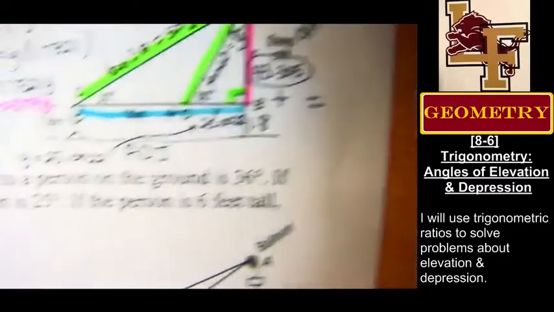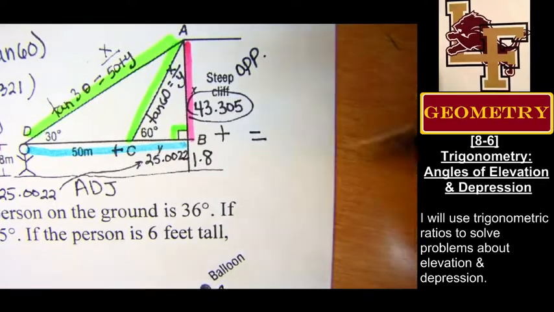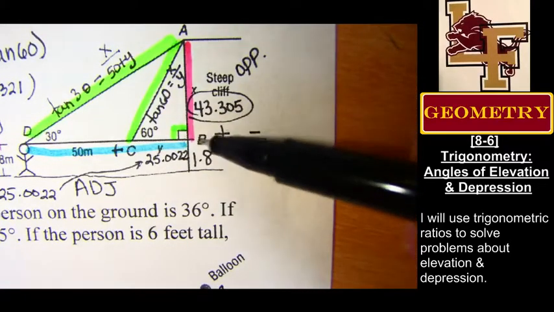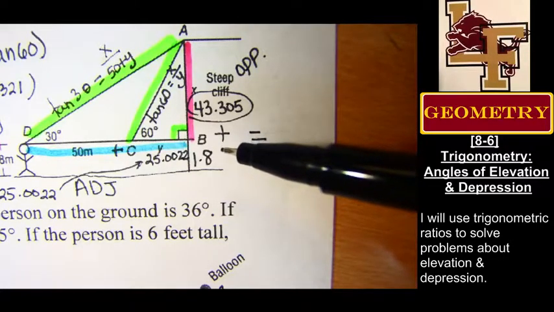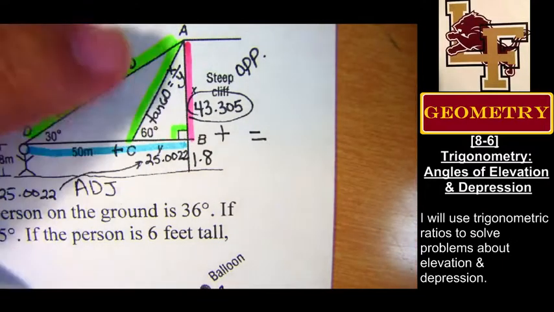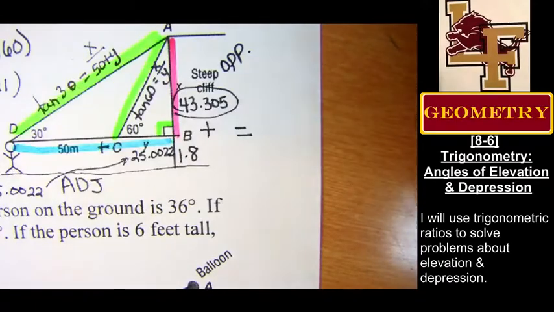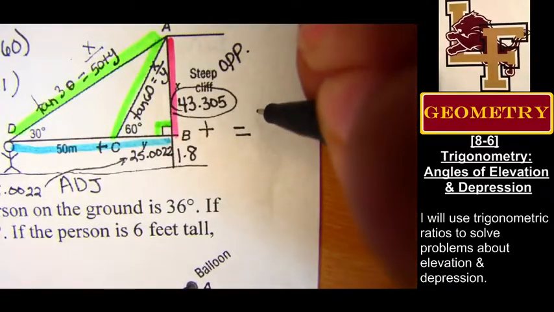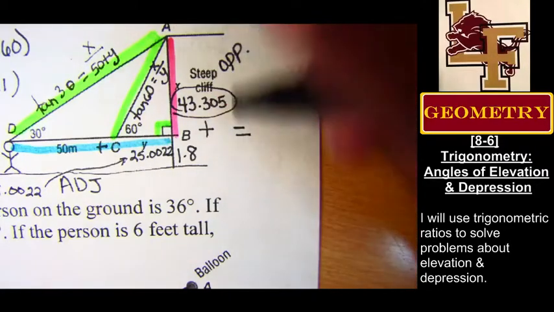All right, so here. Okay, scooting over to the right, that's where I wrote it. So now this is the height of the steep cliff from the dude's eyeballs. Now we need to add in how tall the dude is so we can figure out how tall the entire cliff is. So 43.305 plus 1.8. Lay it on me.